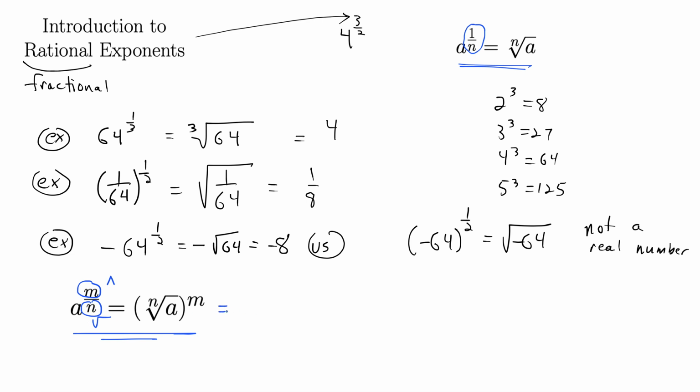You could write this another way. It's a little bit harder to work with, but it's equally valid. You could write this as the nth root of a to the m. That will also get you the correct answer. It's just usually a little harder, so I just recommend taking the radical first and then raising it to the power. Let's look at some examples.